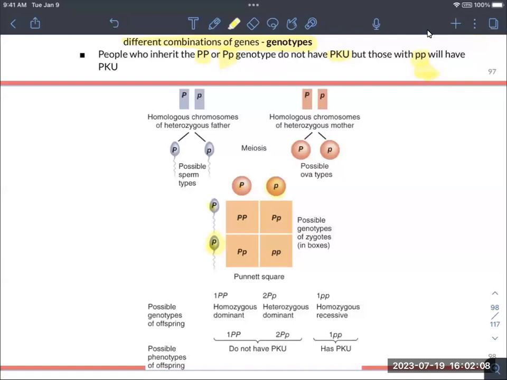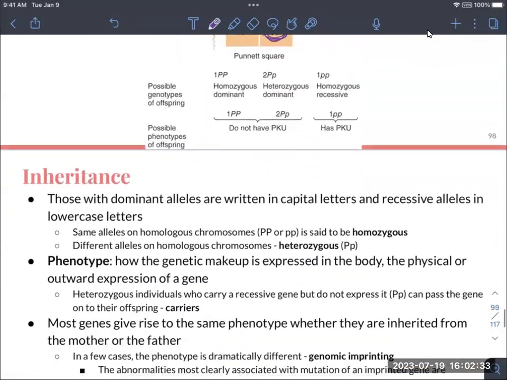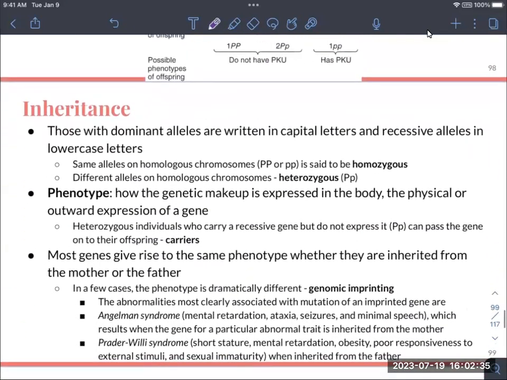So they match up. These 2 boxes here match up to give us 2 capital P's. This box to this box gives us 1 capital, 1 lower. This box to this box gives us 1 capital, 1 lower. This one to this one gives us 2 lower. This is a recessive gene. If you have 2 recessive genes, you show this PKU. So this is everything that I stated above.